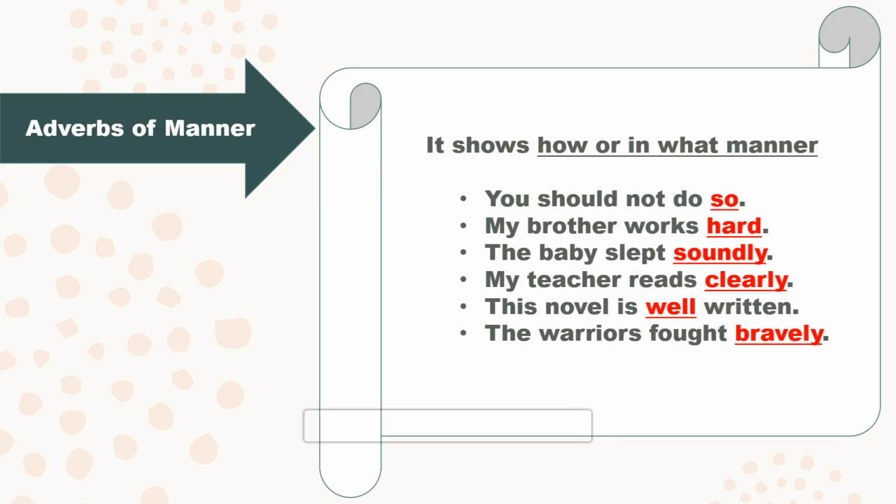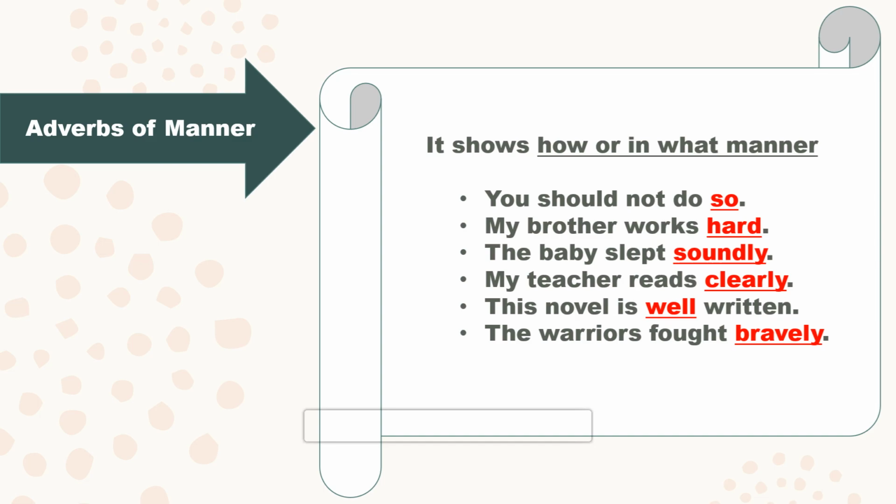Now the next one, adverbs of manner. It shows how or in what manner. Now you should not do so. So how should you not do? So should not do so means ऐसा नहीं करना चाहिए था तुम्हें. My brother works hard. How does my brother work? In which manner does my brother work? So my brother works hard.